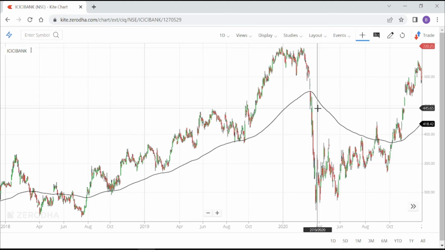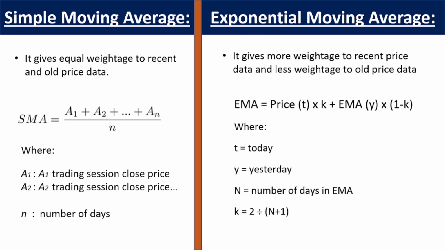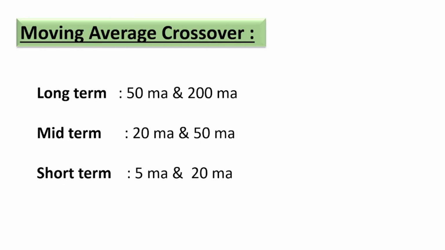So I hope you understood about SMA and EMA and their difference, okay? There is one more important thing, friends, that you need to understand, and that is the moving average crossover. Let's suppose you are using this indicator to filter for your investment or trading, depending on the period you are planning. Let's suppose you are planning a long-term investment. In that case you can use the 50-day moving average and the 200-day moving average.